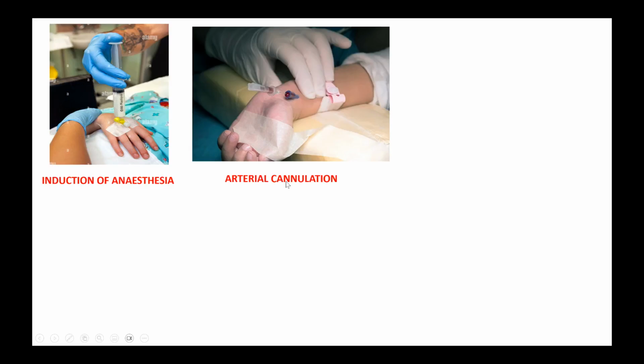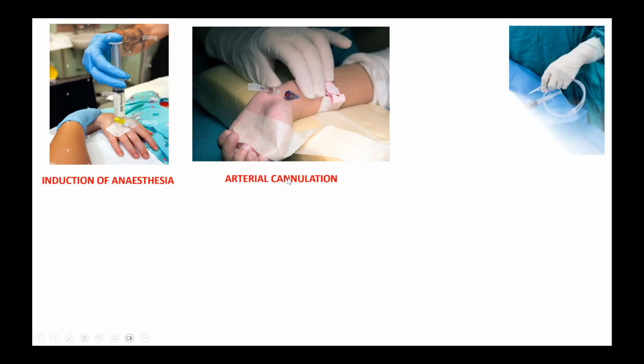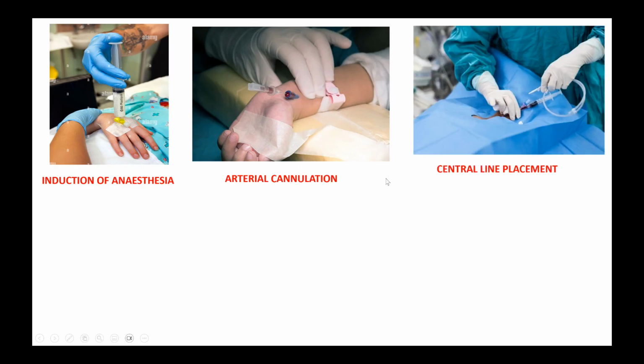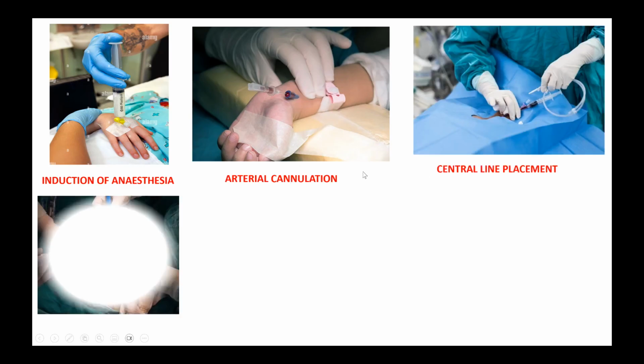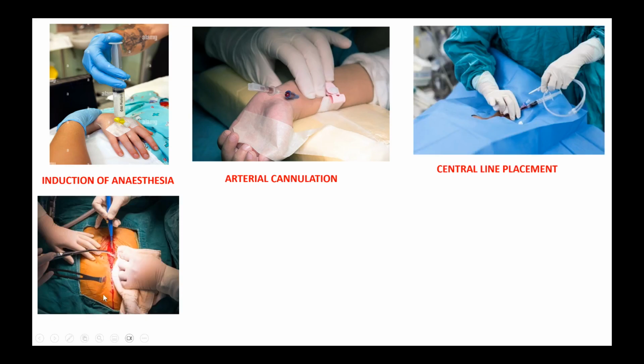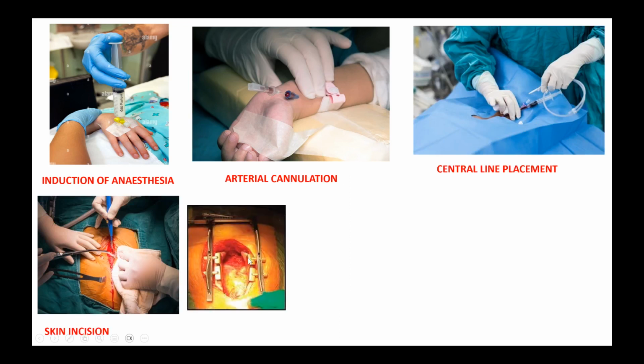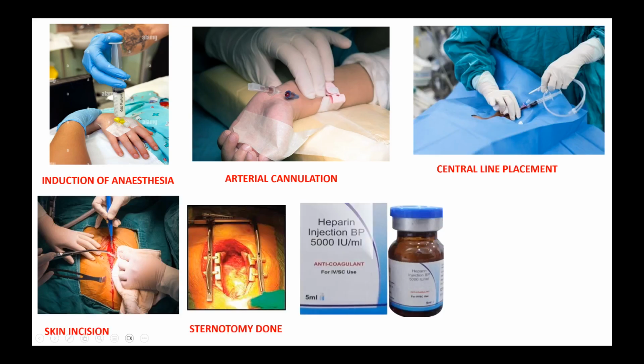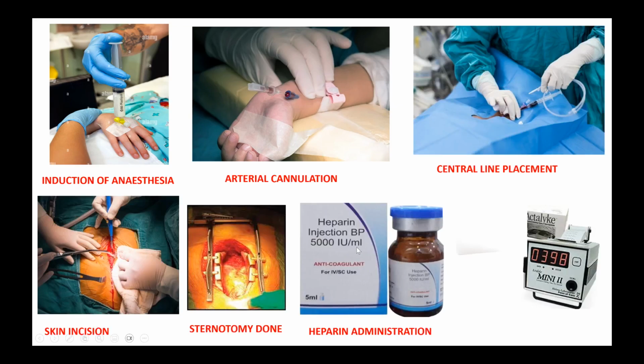And after induction, we usually put in arterial cannulation. Then central vein line placement is done, and then the patient is handed over to the surgeon. So they make the skin incision and they open the chest. The sternum is given already opened and self-retaining retractors are placed. The sternotomy is done, and after sternotomy, you give heparin to anticoagulate the patient. And the indication that you have adequately anticoagulated is by the value of your ACT.